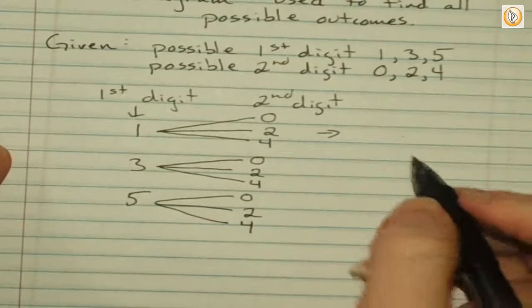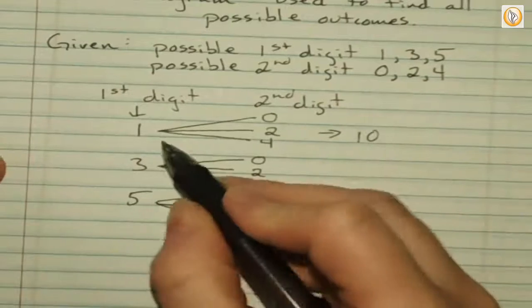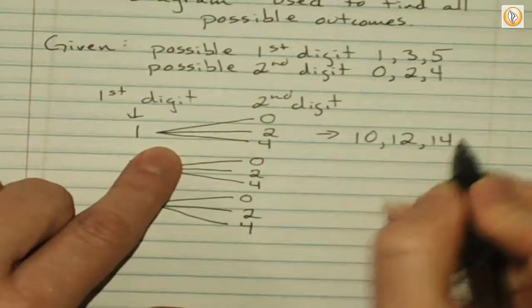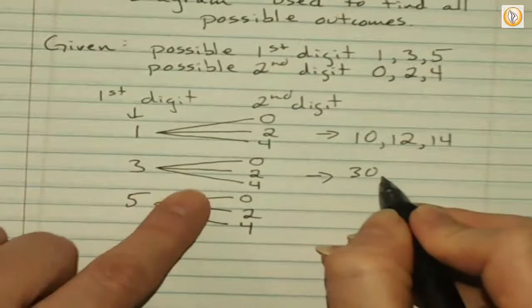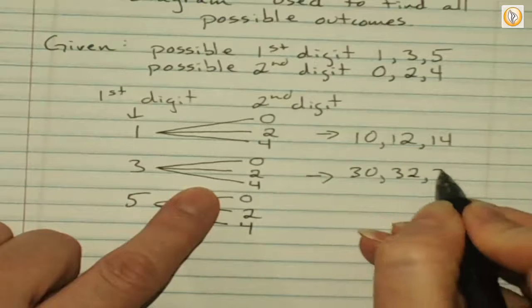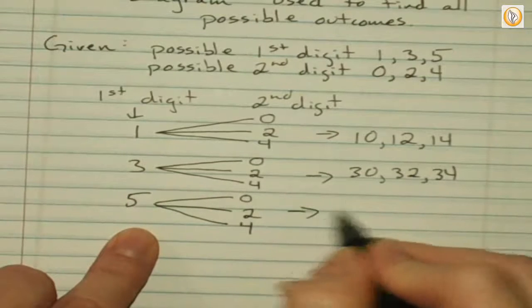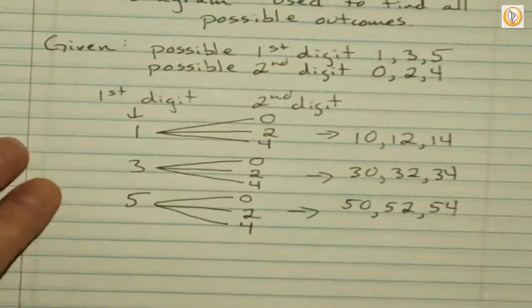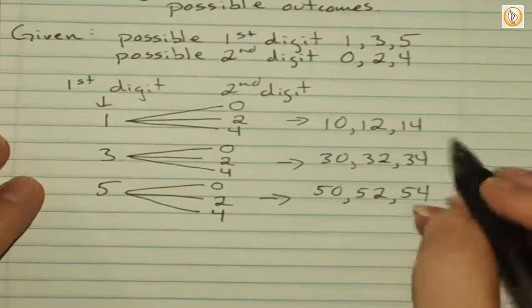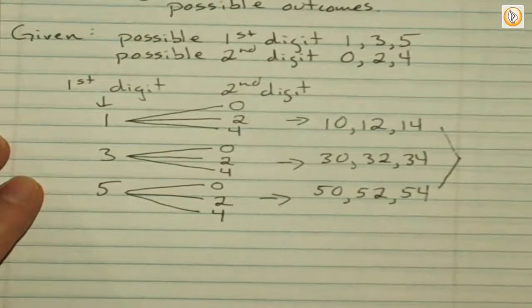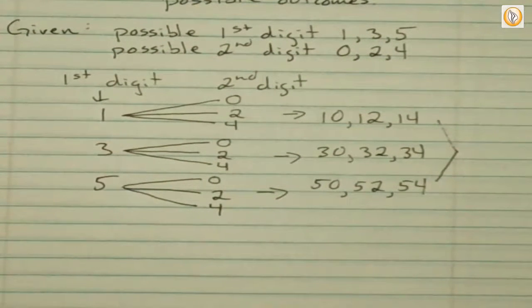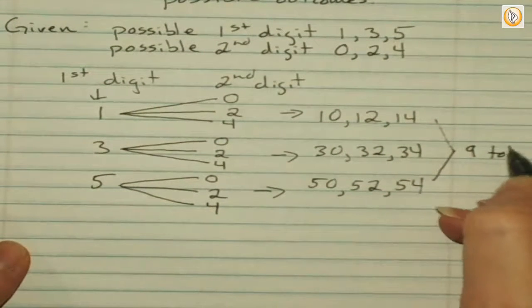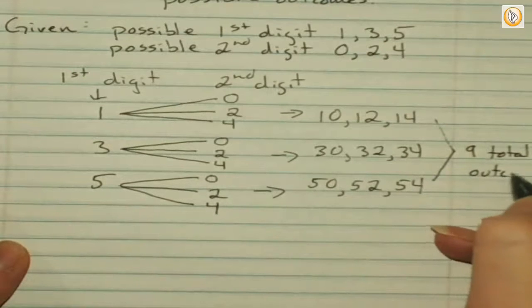And the results would be we could have a 10. See, 1 and 0 is 10. 12, 14. Here we could have 30, 32, 34. And then here we could have 50, 52, and 54. Those are all the possibilities. So how many total possibilities are there? 9. Very good. There's 9 total outcomes.